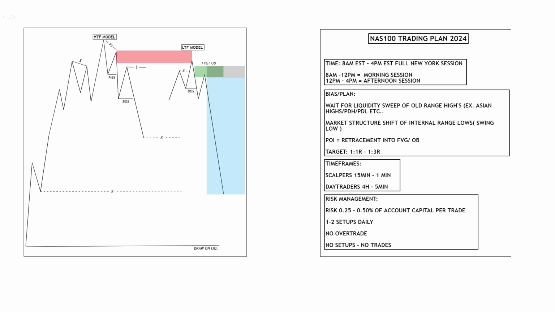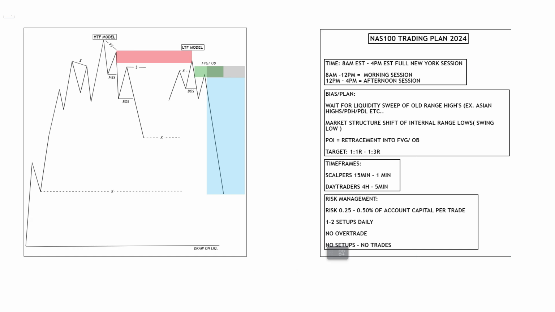And now for risk management, only risk 0.25 to 0.50% of your account capital per trade. Always take 1 to 2 setups daily. No overtrading. If you see no setup, this is a no trade day. So right here was our Nas100 trading plan. Make sure you guys write this down and go backtest it.